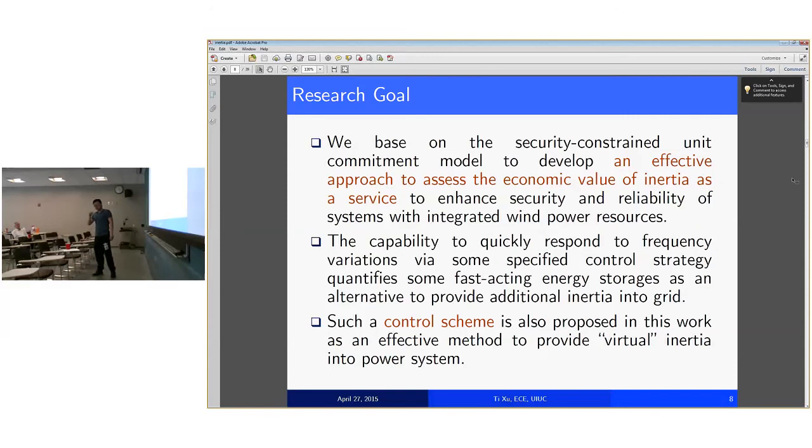So in this work, I modified the security constrained unit commitment to develop this tool to get the economic value, the dollar value, of the inertia services, because current storage technology can respond in milliseconds, reaching the maximum output or the maximum charging or discharging capacity. So I use fast-acting energy storage as the alternative to provide additional inertia into the grid. There is no real inertia, but they can make the system behave as if there is additional inertia from the storage.